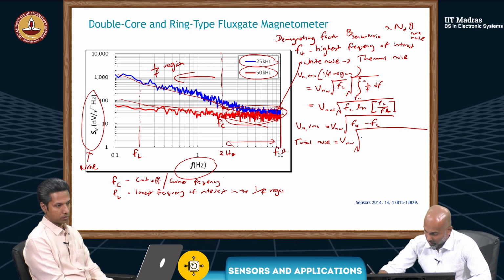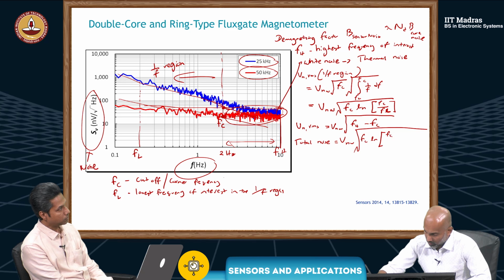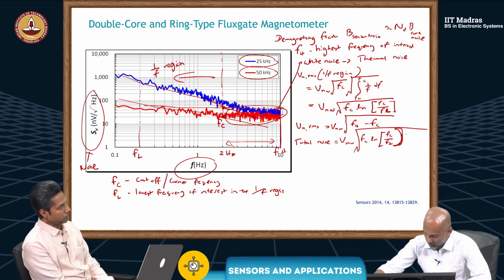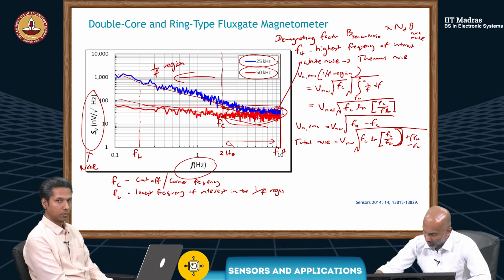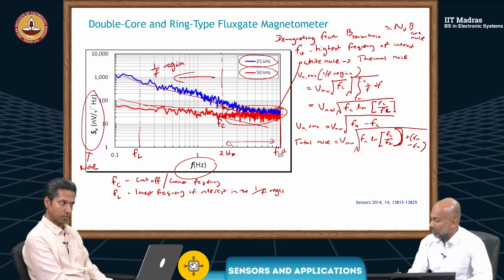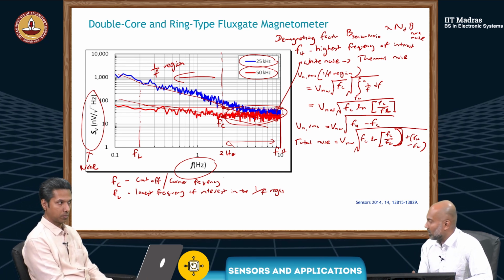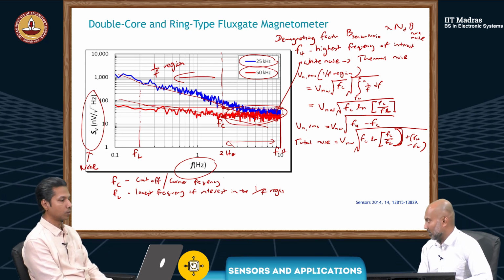It is VNW square root of FC ln FC over FL, sorry, plus FH minus FC. So by using this, we can estimate the total noise in this frequency range. It gives an idea of how well our sensor is working.